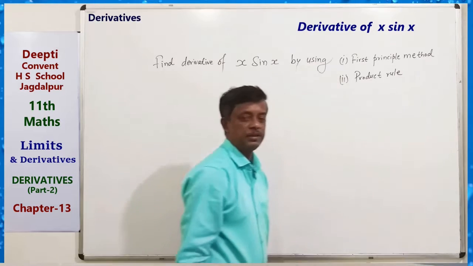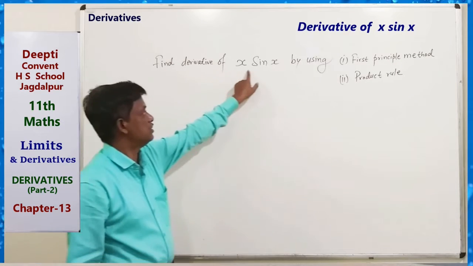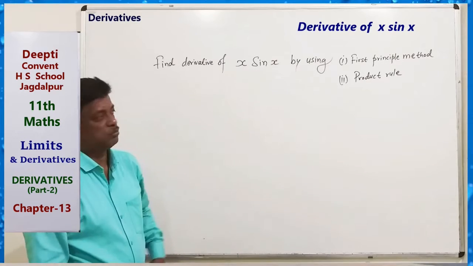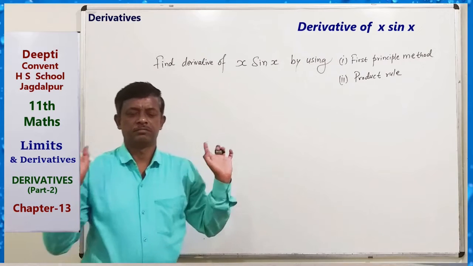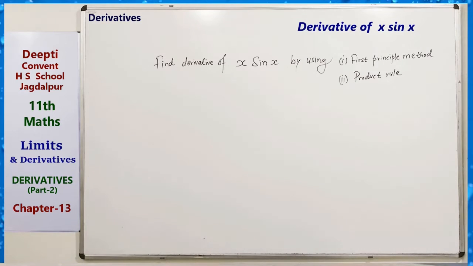Suppose we are having this. We have to find the derivative of these two, using the first principle method and also the product rule. By both methods we must get the same result. Okay, so first, the first principle method.